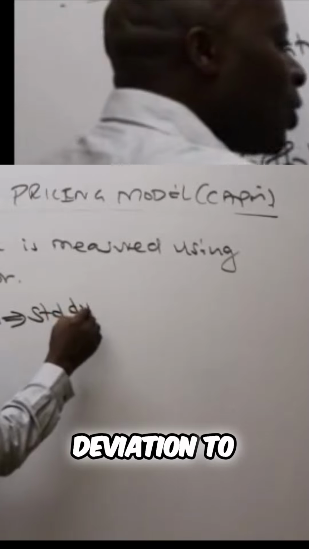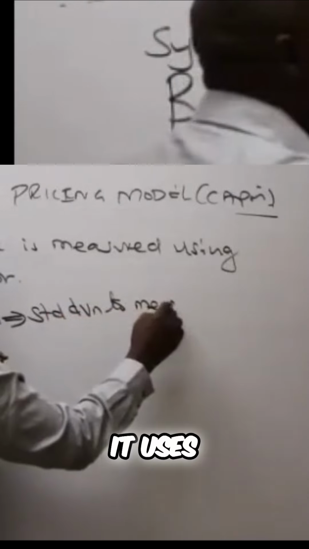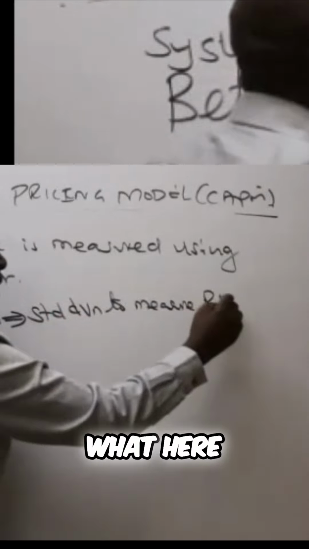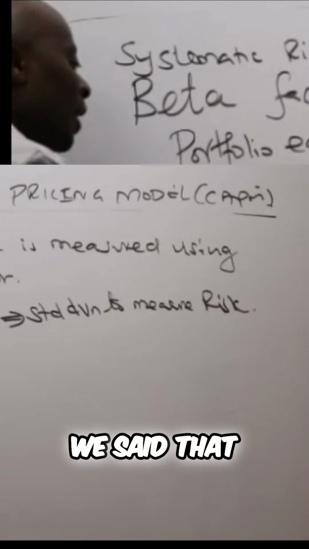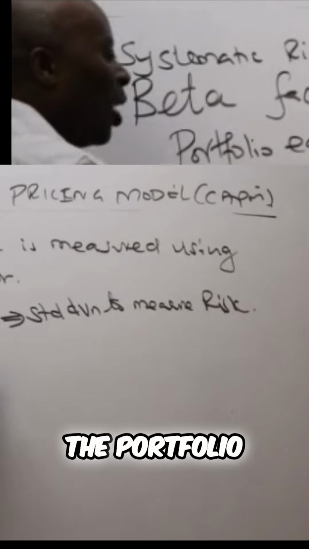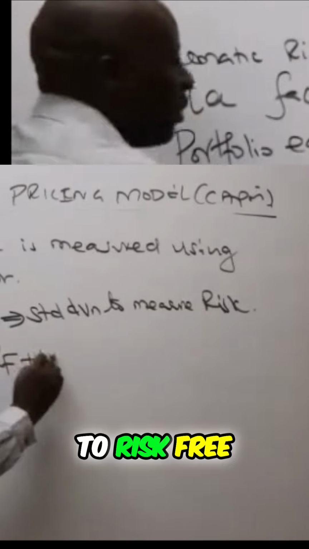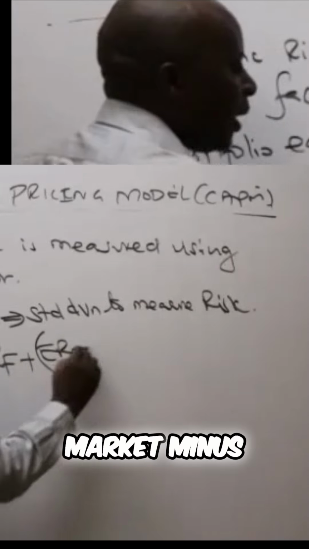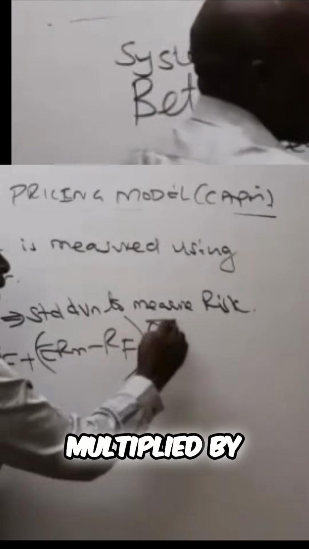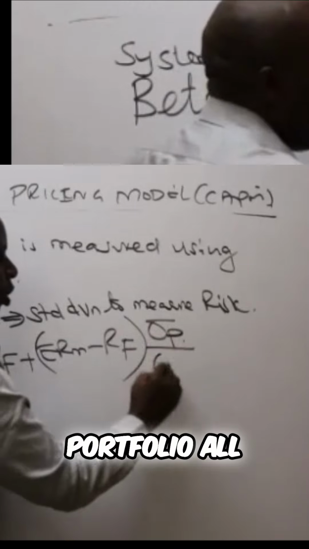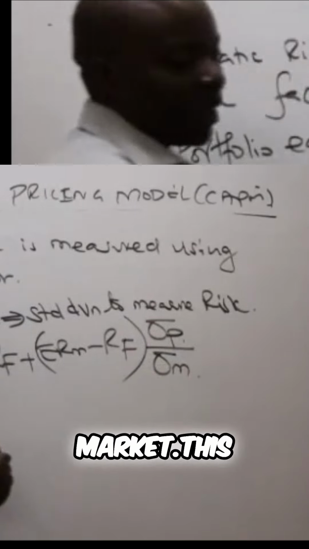You are the ones who told me of some very important equation called the portfolio equation. Remember, the portfolio equation uses standard deviation. This one here uses standard deviation to measure what here? To measure risk. And that is why we said that the returns of the portfolio will always be equal to risk-free plus expected returns of the market minus risk-free, multiplied by standard deviation of the portfolio all over standard deviation of what here? The market.